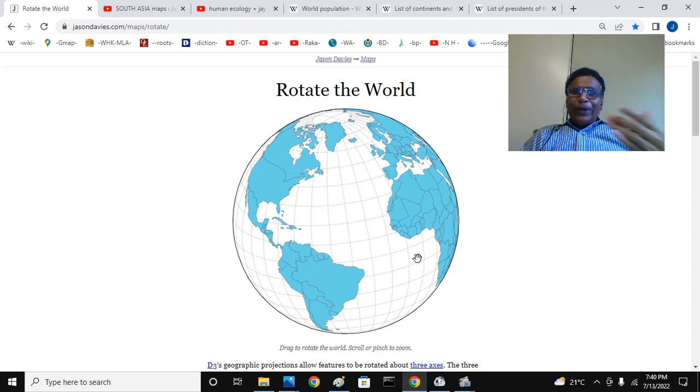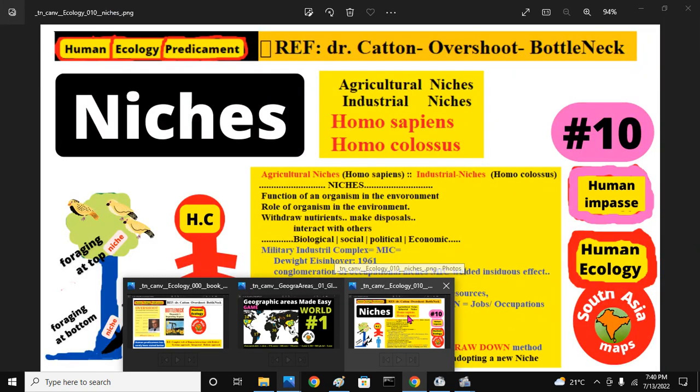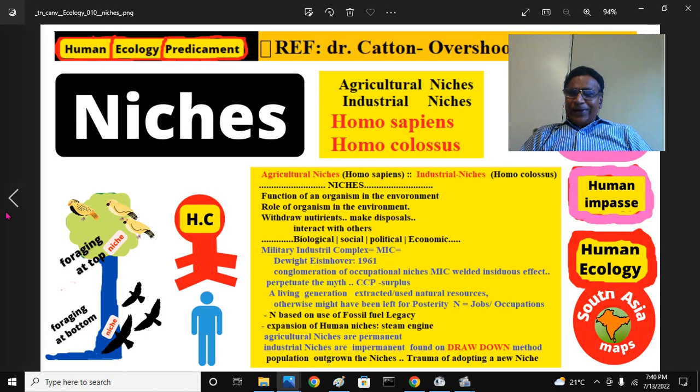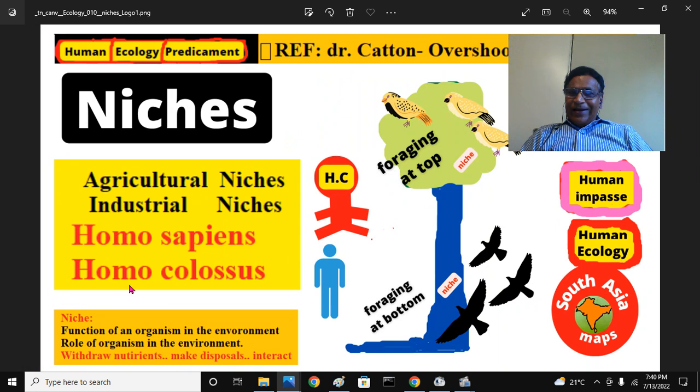Whereas our previous generations who lived as agriculturalists, farmers, in small communities before the 1800 industrial revolution, had a permanent niche. They had a carrying capacity surplus, that is agricultural niches. That is about the niches we are talking about: agricultural niches, industrial niches, Homo sapiens and Homo colossus, and so on.